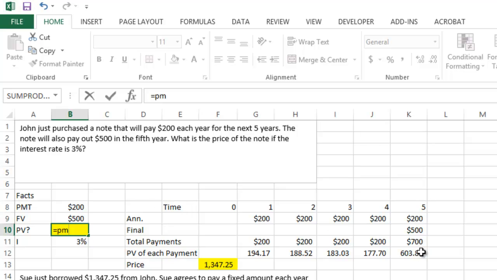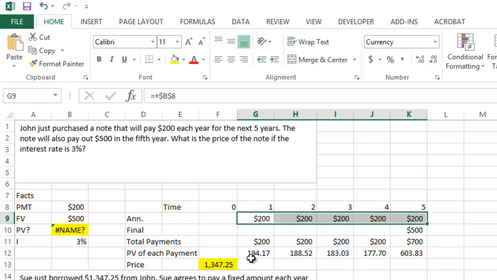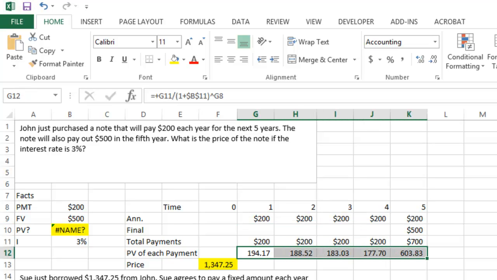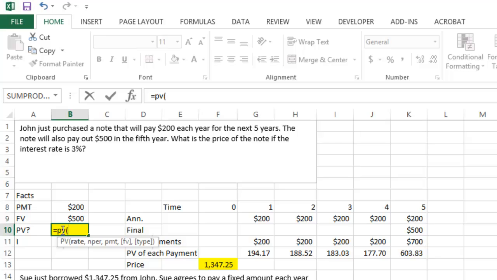So this is all I want to see for a timeline. I want to see the cash flows, and I want to see the present value of each of those cash flows, and I just need to see the final answer. It's always good to double check your work, and you can double check your work by using Excel's function.